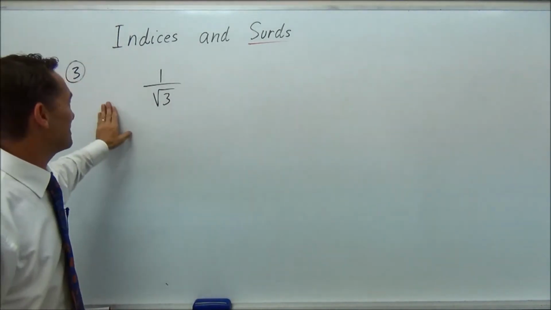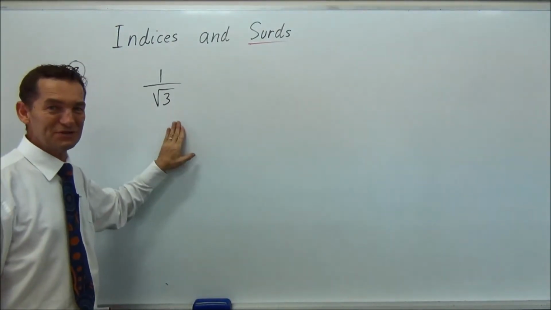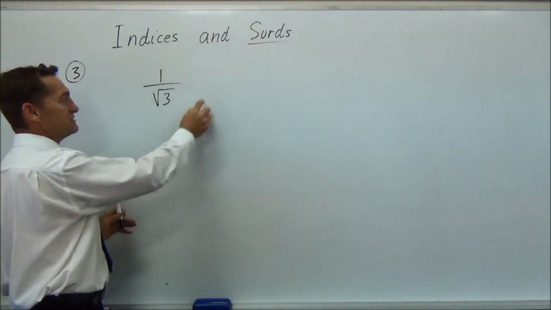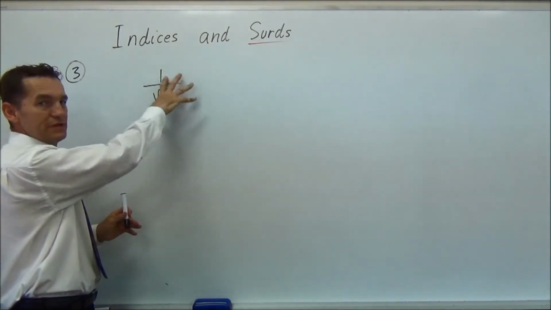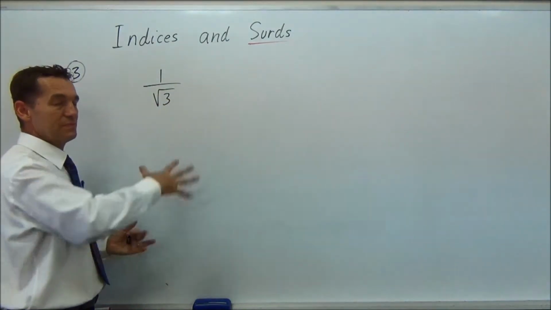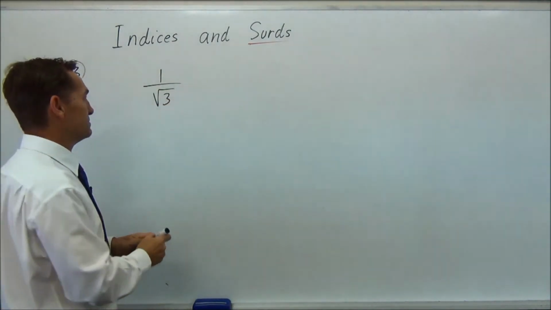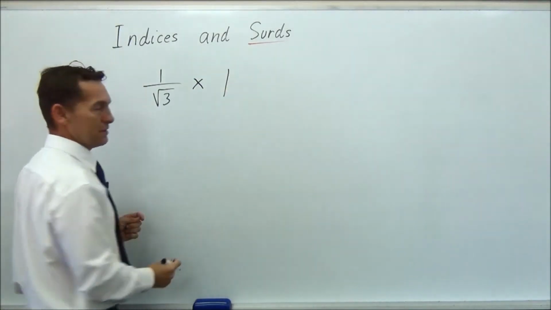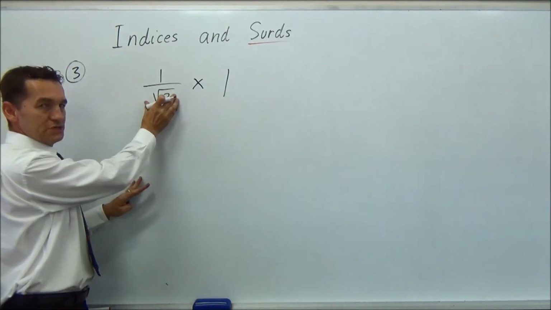G'day again, part 3. So this time we're going to look at rationalising the denominator, okay? If you get an answer like this, let's say that was your answer in an exam, you're not allowed to leave a square root on the bottom. So you've got to learn to rationalise the denominator. How you do that is you multiply that by 1. In other words, you don't change this.